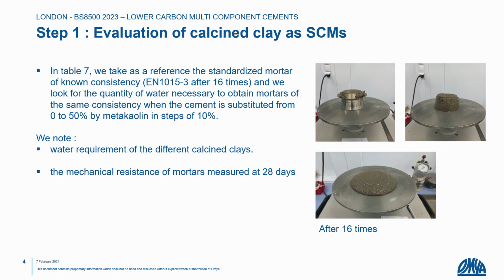For the flow behavior, we will use this Hagerman cone, and the strategy is to target 200 millimeters with the jolting table, 16 times. After, we will use a cabinet chamber as in the CEN mortar standard for storage in water, and then the compressive strength. This is the strategy of this first model formulation.